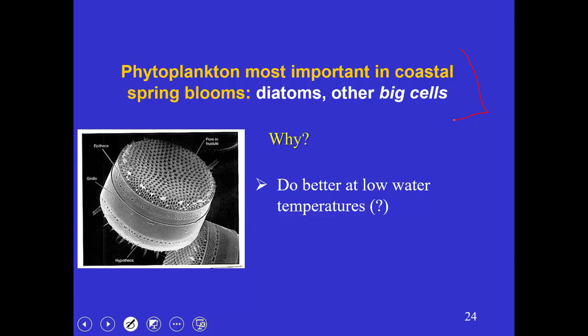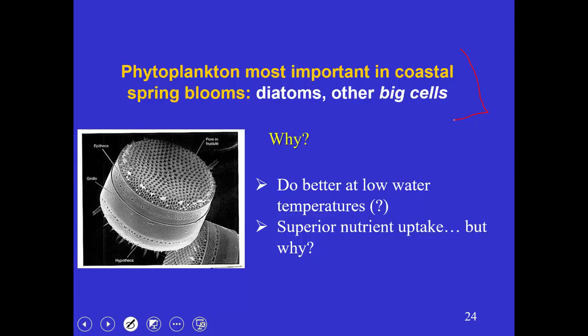So even though the water is getting a bit warmer in the spring in surface waters, it's still cold compared to the summer. So that may be part of it, but I'm going to focus more on their ability to take up nutrients, which is certainly the case. And that then leads to the question: why are they better at taking up nutrients in the system at this time of the year than other organisms?